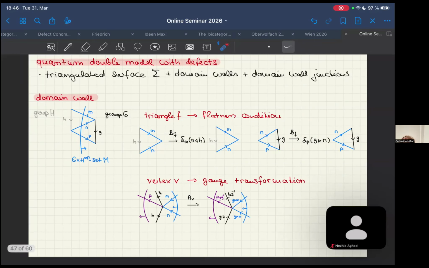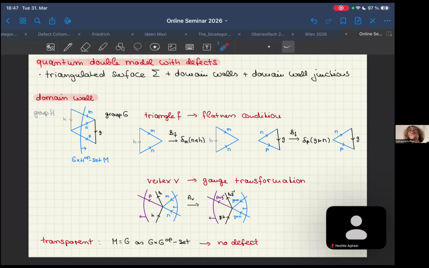Well, and gauge transformations also work similarly. Just when there are some incoming edges that are colored and not black or gray, we just take the action on the set instead of the left or right multiplication. So here for the edges that are black, it's as before, left or right multiplication, and for the blue edges, it's left action, and for the purple edge, it's a right action.